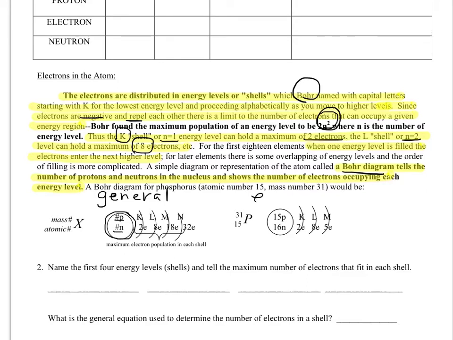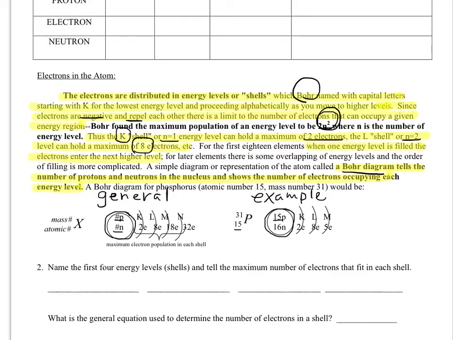So if we look over here, here's an example. Let's say I asked you to make a Bohr diagram of phosphorus. You'd draw this circle that's going to represent phosphorus's nucleus, and you'd say, all right, well, I know from looking at the periodic table that phosphorus has 15 protons. So you'd write a little 15p here.